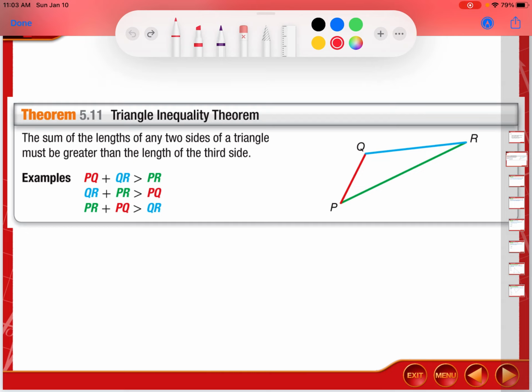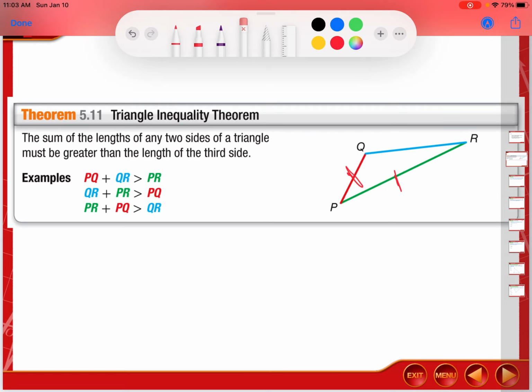So in this case, they say PQ and QR added together must be bigger than our remaining side of PR. They say QR and PR must be bigger than our remaining side of PQ. And last but not least, they say PR and PQ must be greater than QR.